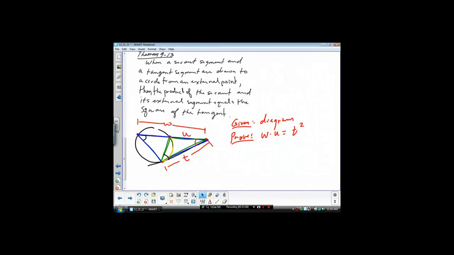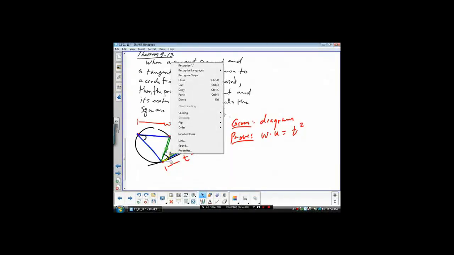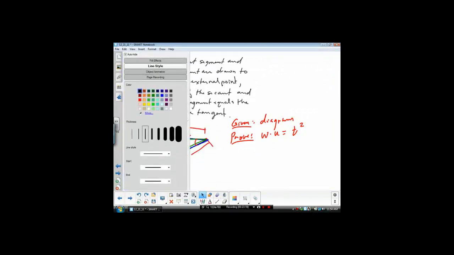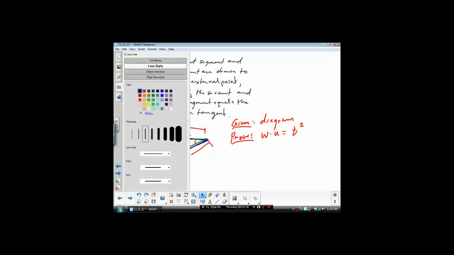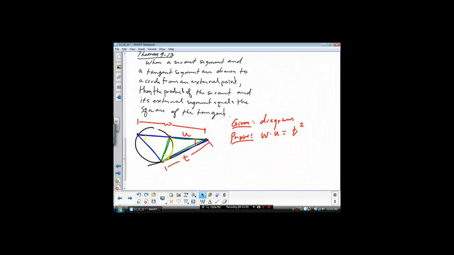So I'm going to change these to yellow so that they look like they're related to that arc. Each of those yellow marked arcs is half of that yellow arc. So, now what we have is 2 similar triangles.